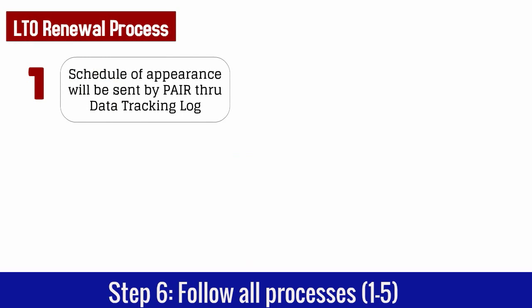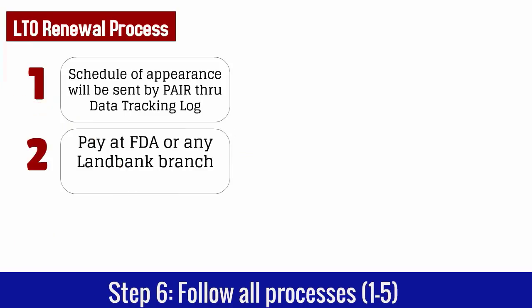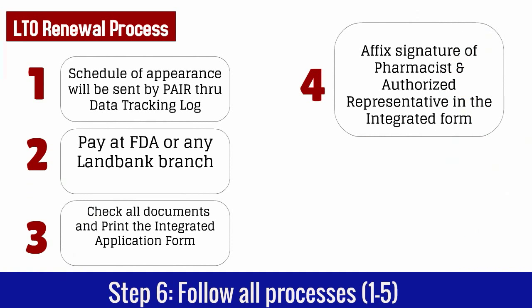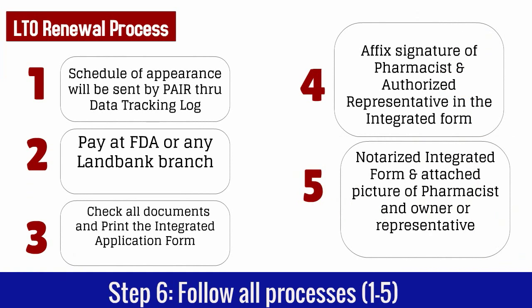Step 6. Follow the 1 to 5 processes in the initial LTO application. These include: 1. Schedule in DTL. 2. Paying in FDA or Land Bank. 3. Printing of the integrated form. Next is to affix the signatures of the pharmacist and the authorized representative. Then, notarize the integrated form and attach the pictures of the pharmacist and representative.